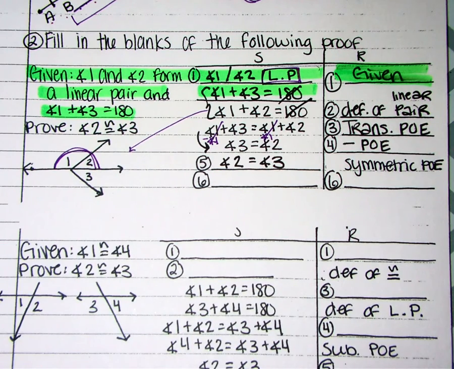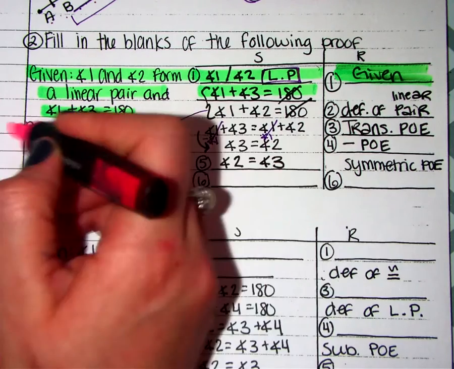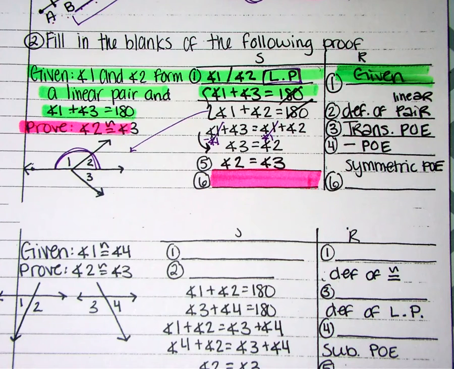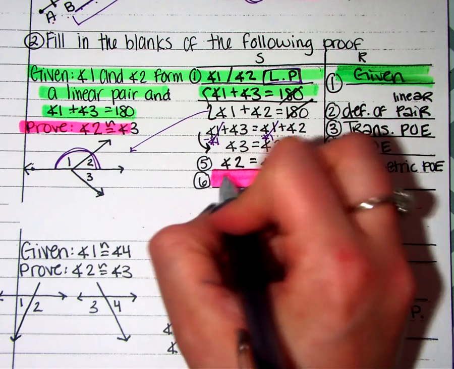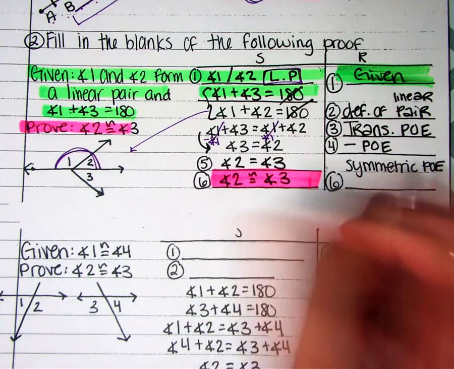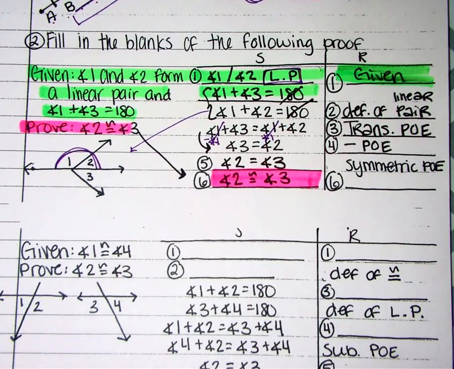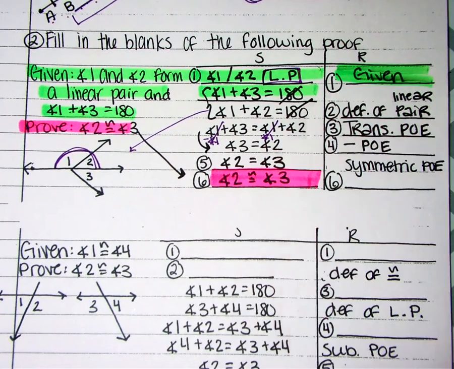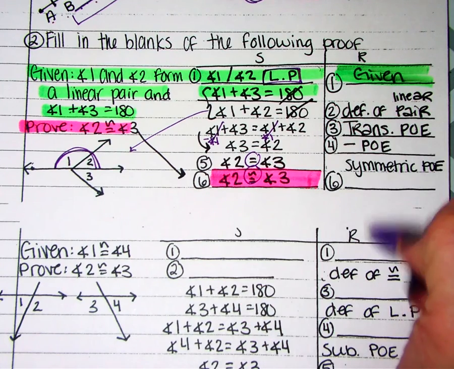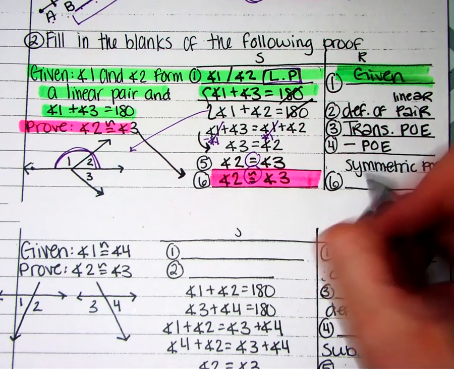If I have no idea how to finish my problem, I know my last step should be what I'm trying to prove. The whole point of the proof is to complete the goal of proving angle 2 is congruent to angle 3. So even if I'm completely stuck on a problem like this, I'm still going to know what my last step is. It doesn't change. In this case, just like the one up above, we went from congruent and changed to an equal sign. That's the definition of congruency.